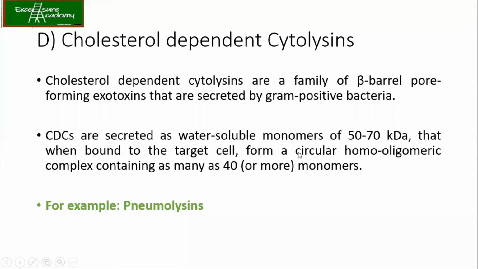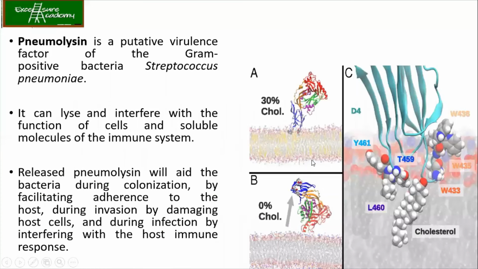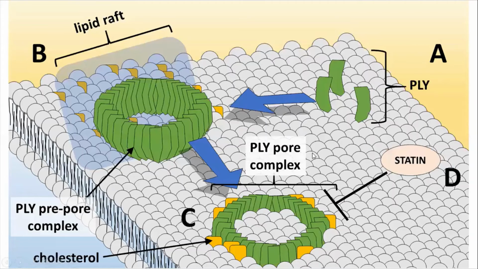They are secreted as water soluble monomers that, when bound to the target cell, form a circular homo-oligomeric complex containing as many as 40 monomers. Examples are pneumolysins.